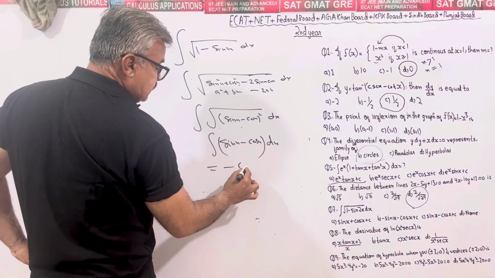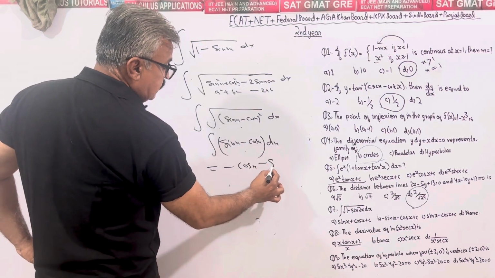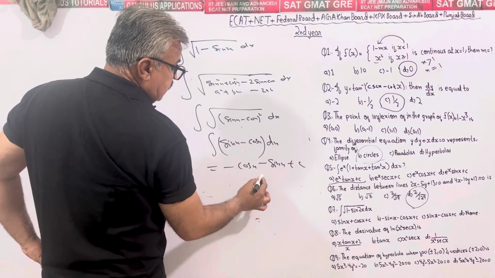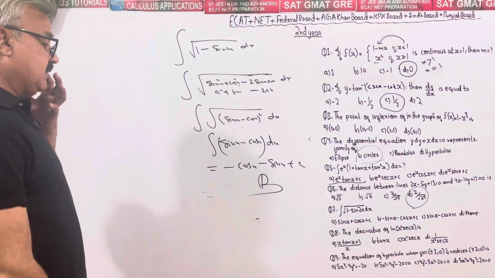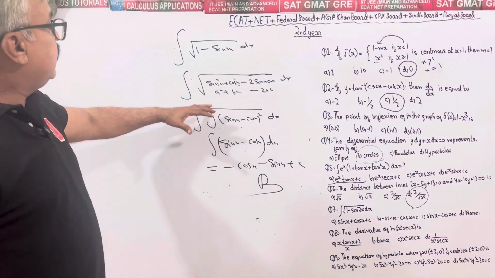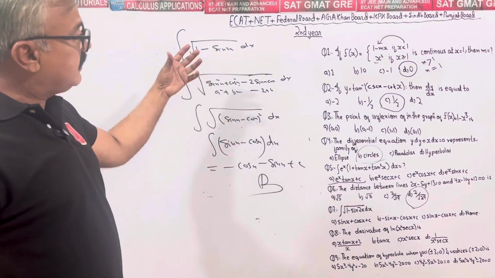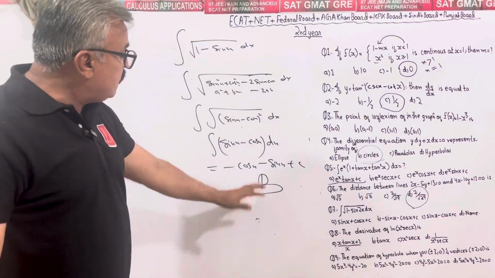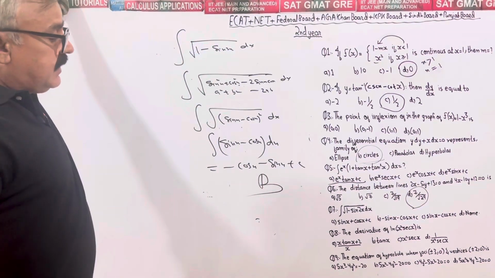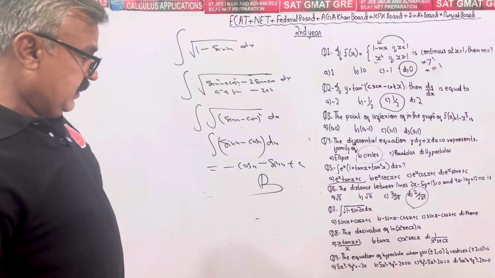Integration of sine is minus cos, and integration of cos is sine. That's our answer in that case. I used to call these the questions of trigonometry rather than calculus. Simplify trigonometrically, then simply integrate or differentiate. You are going to get through.